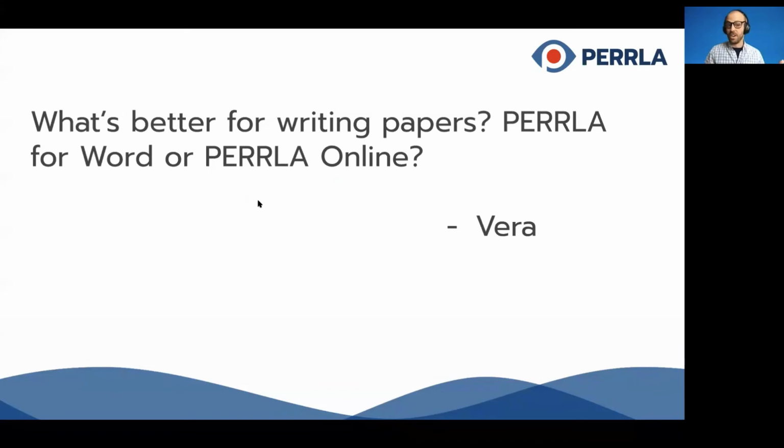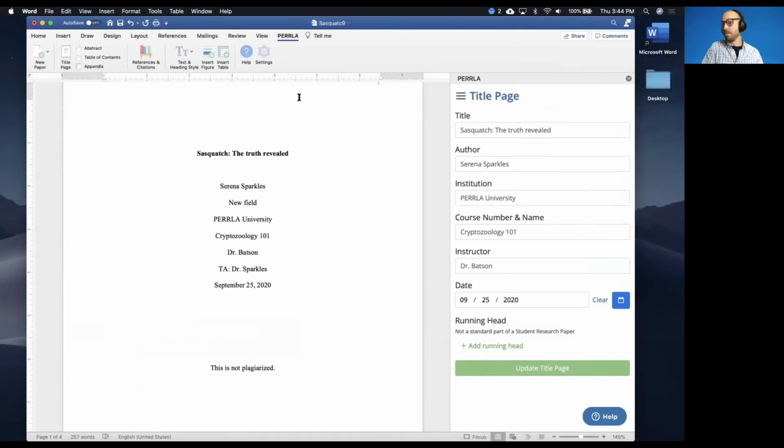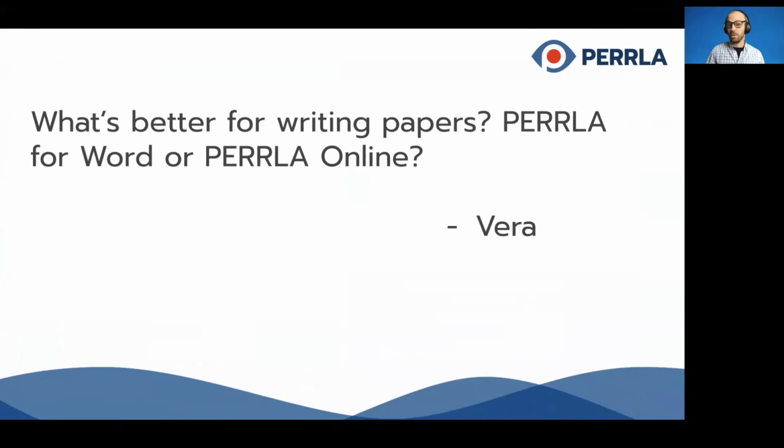Next up, Vera. She asked, what's better for writing papers, PERRLA for Word or PERRLA Online? Well, they're both great for writing papers, and as we talked about, they're just different. PERRLA for Word is really meant for Microsoft Word, and if you feel really comfortable and pretty advanced in your paper writing, PERRLA for Word is a great option for you. PERRLA Online also is going to create perfect APA and MLA papers, but if you want something that's going to keep you inside of the guidelines and give you a few more features, PERRLA Online is a great resource as well. So we like to think that they're both great for writing papers, just depending on what you're looking for.